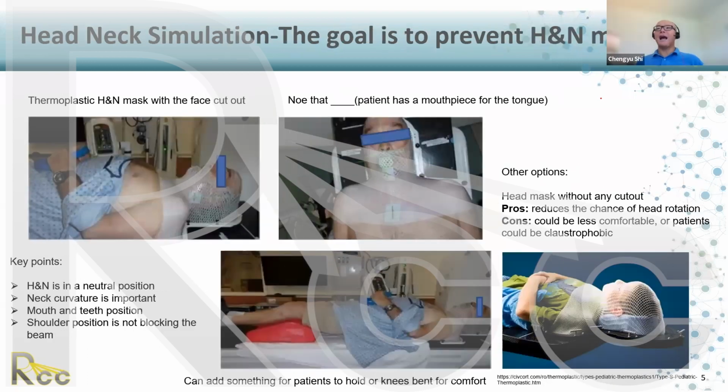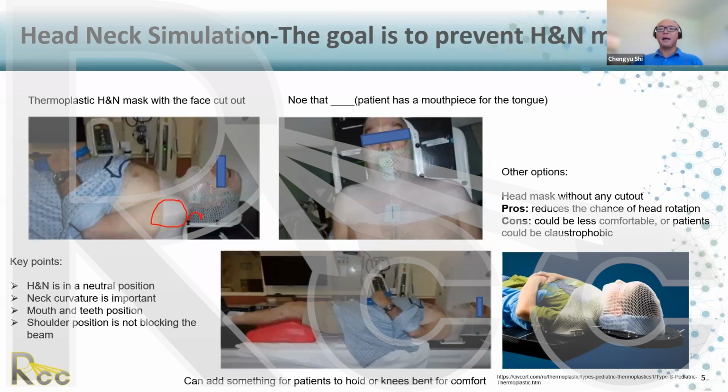Yeah. So for head and neck, the difference is you see the shoulders are covered by the thermal mask. Again, it's an open mask. You can definitely have closed mask choices. The choice is reduced chance of head motion but less comfort. And again, for the head and neck mask, you want to make sure it's a neutral position and the neck curvature. The neck curvature is very difficult to match. If the patient doesn't feel comfortable, they will like to stretch their head, and the curvature brings difficulty during treatment.